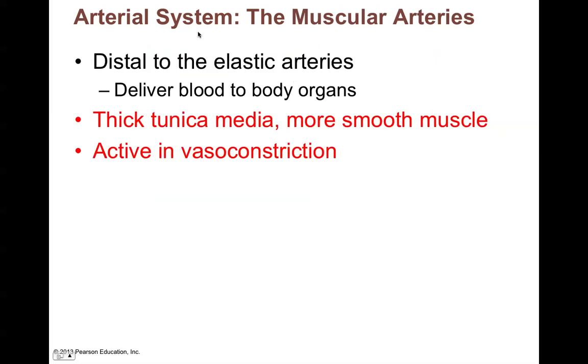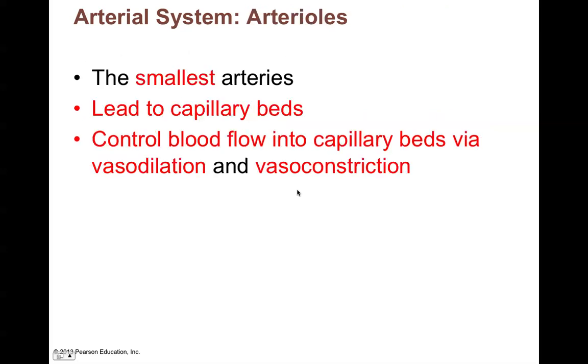Then we have a second type of artery. From the large elastic arteries, we now have the muscular arteries. These are distal to the elastic arteries, and they'll be delivering blood to the body organs. They have a very thick tunica media. That means they have more smooth muscle in them because they're very active in vasoconstriction and vasodilation. They basically will control where in the body the blood will be going to most at any one particular time, depending on the needs of the body.